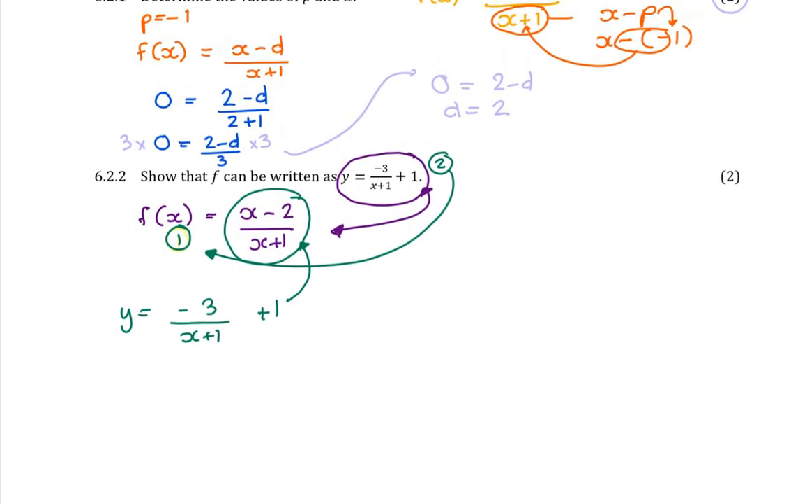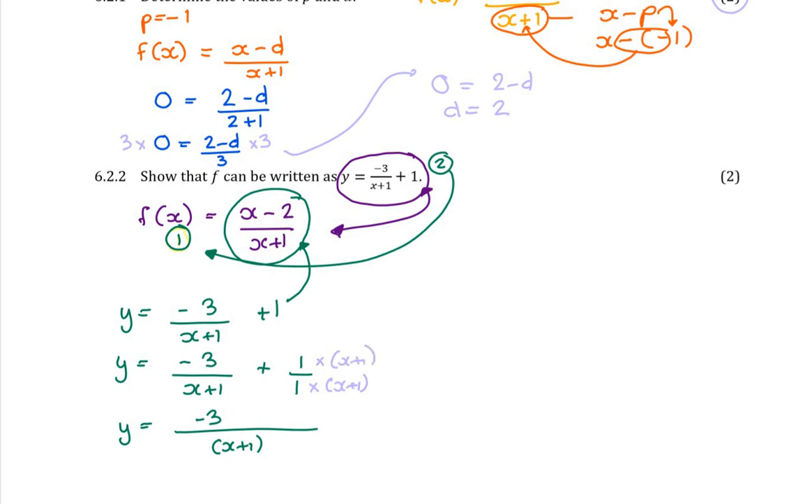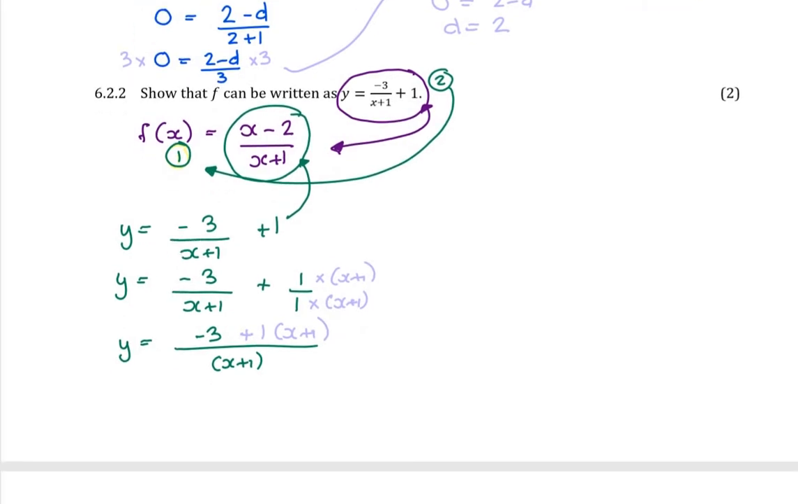Well, how do I combine fractions? I need an LCD. So this is -3 over x plus 1, plus 1 over 1. And if I want an LCD, that LCD is going to be x plus 1. So this would be -3, but what you do to the bottom of a fraction, you do to the top, so this is times x plus 1, so this is plus 1 times x plus 1. And so now if I neaten that up a bit, I'm hoping that I'll get the other format. So y equals -3 plus x plus 1. 1 take away 3 is a -2 over x plus 1.